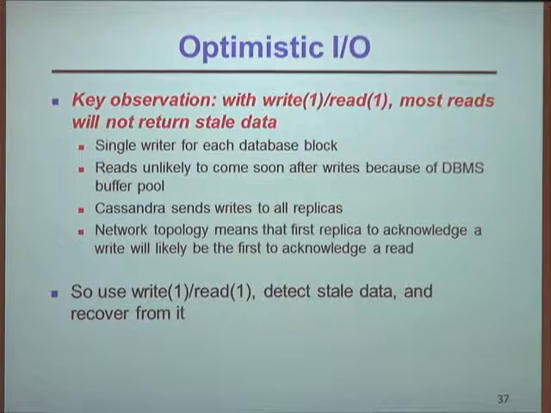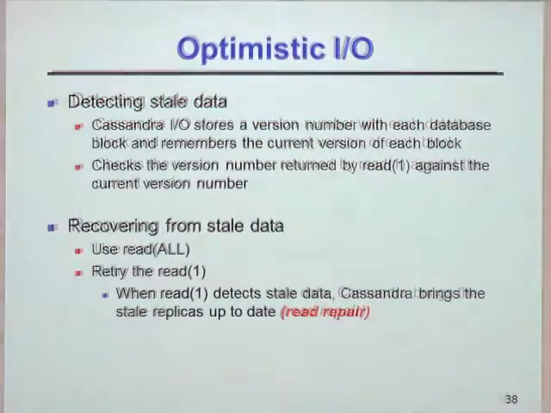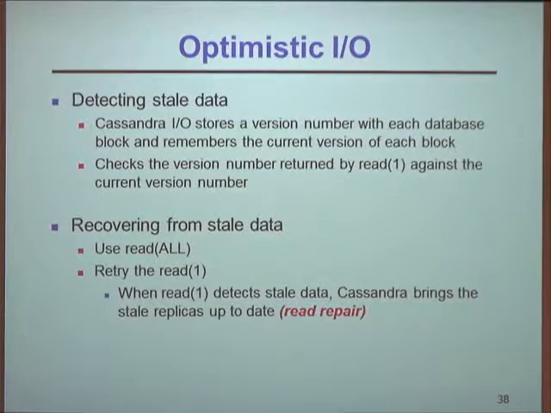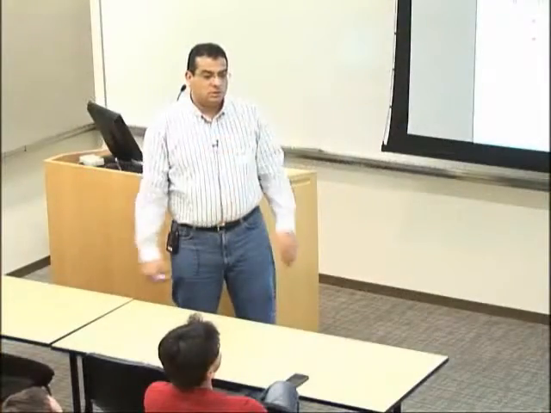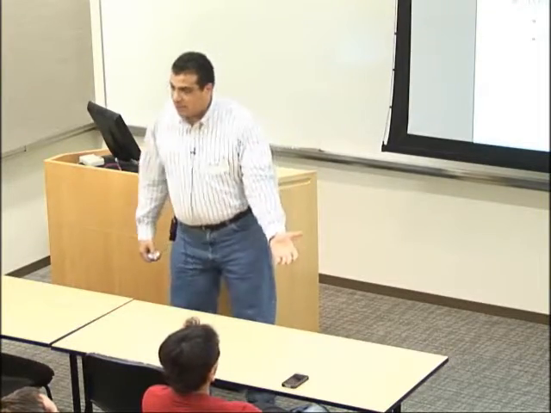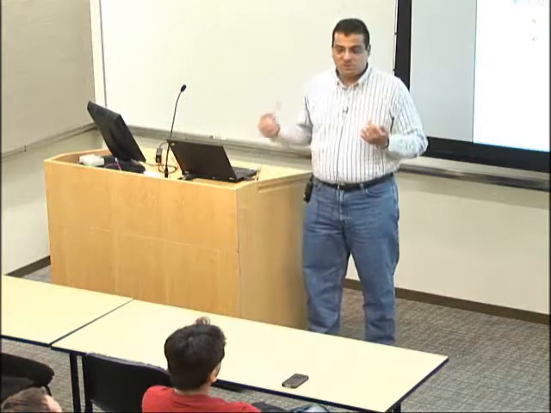Well, what we do is detect stale data and recover from it. So how do we detect stale data? There's this Cassandra I.O. layer in the client, and this Cassandra I.O. layer stores a version number with every block in Cassandra, and it remembers the most recent version number of every database block. And when we use read one, we check the version number that's returned by the read one against the most recent version number. If it's the most recent, we're fine.